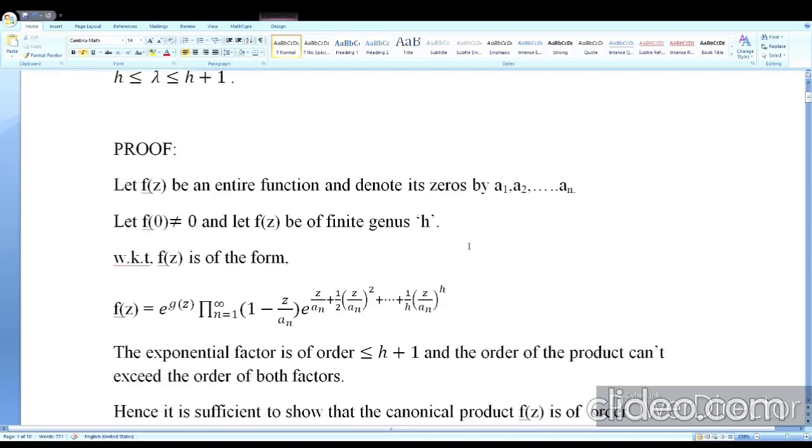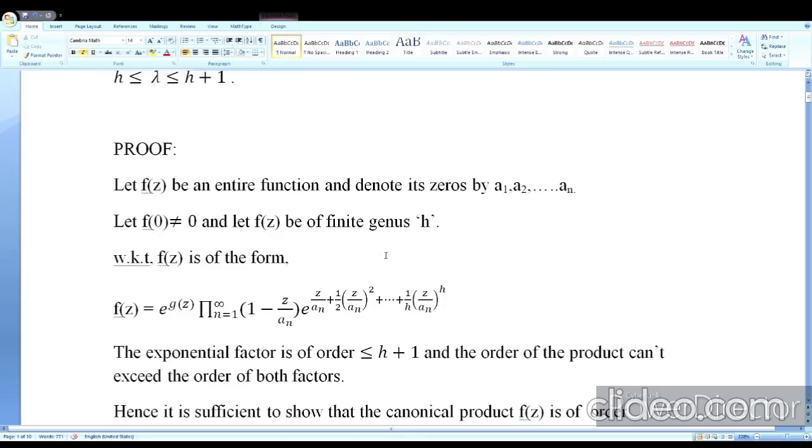By Weierstrass factorization theorem, we can write f(z) as e^{g(z)} times z^m times the product of (1 − z/an) e^{z/an + (1/2)(z/an)^2 + ... + (1/h)(z/an)^h}. Since z equal to 0 is not a zero, we omit the term z^m.